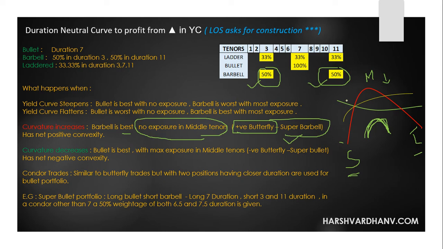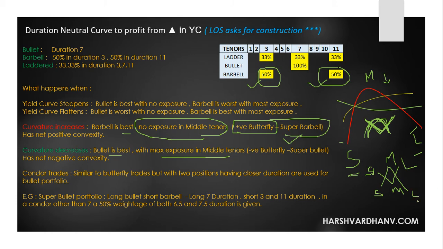When the curvature decreases, in green color, you can see this in green color. When the curvature is decreasing, what is happening? Bullet is best with max exposure in middle tenors, negative butterfly. Remember this from the original chapter, the negative butterfly. So this was the positive butterfly. This is the negative butterfly. Short term, long term, medium term. Over here, medium term, short term, long term.